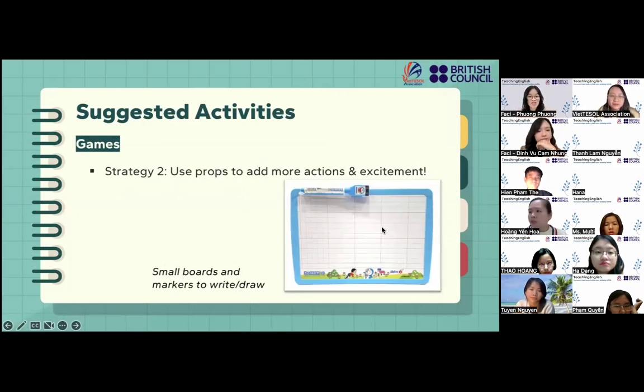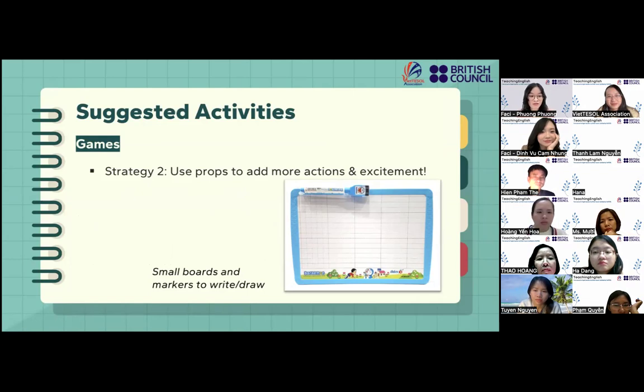Now, the second strategy is to use props to add more action and excitement. I've been using a lot of props throughout my whole teaching career, and sometimes they can be expensive, a really expensive investment upfront. But the good thing is they are reusable, so you only need to buy them once, and then you can use them again and again in different classes. The value I get from these small investments is way over the money that I paid for them.